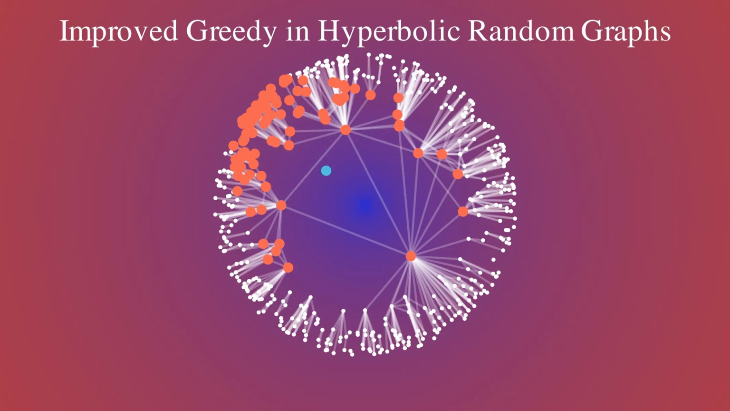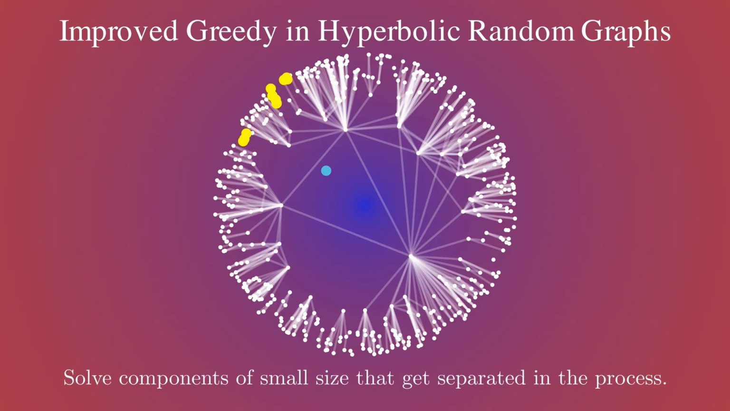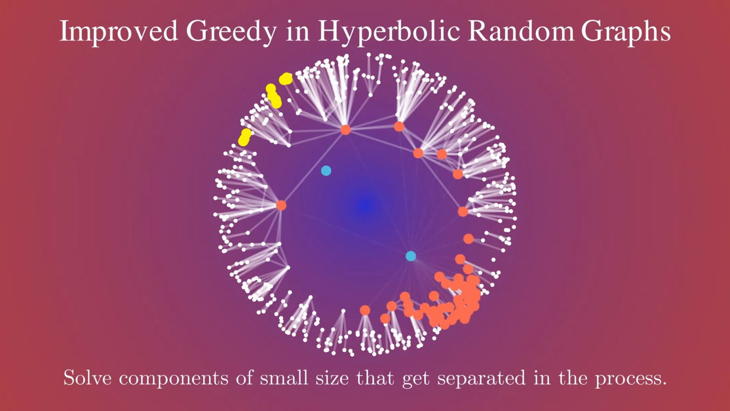Now this is where the crucial adjustment comes in. We check which neighbors have been separated from the rest of the graph in the process, and whenever we find a very small graph that got separated that way, we just compute an optimal solution for this tiny part. These separated and solved components are shown in yellow. Then we just continue with the next best vertex closest to the center and repeat the process. Add it to the cover, remove the edges to its neighbors and solve small separated components exactly.